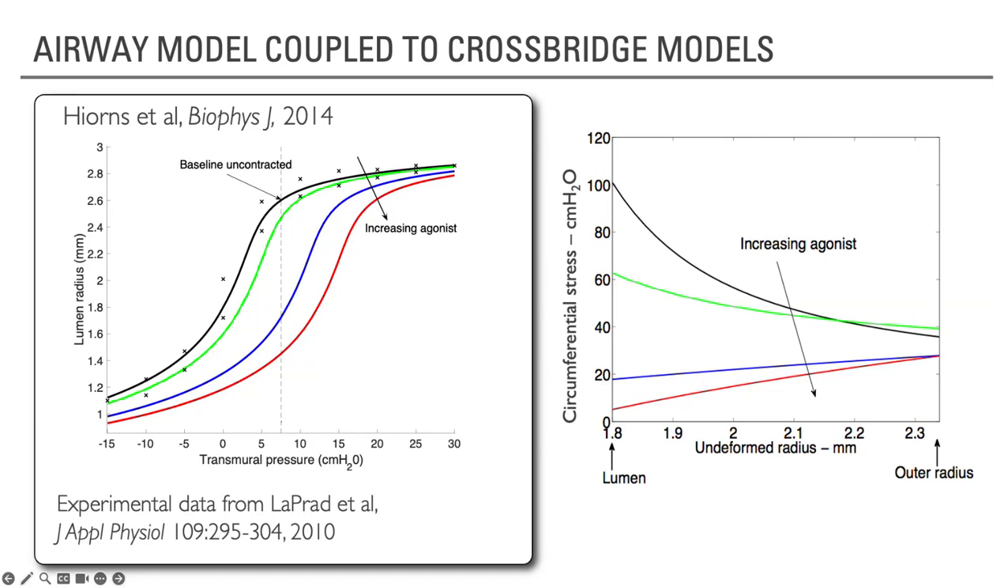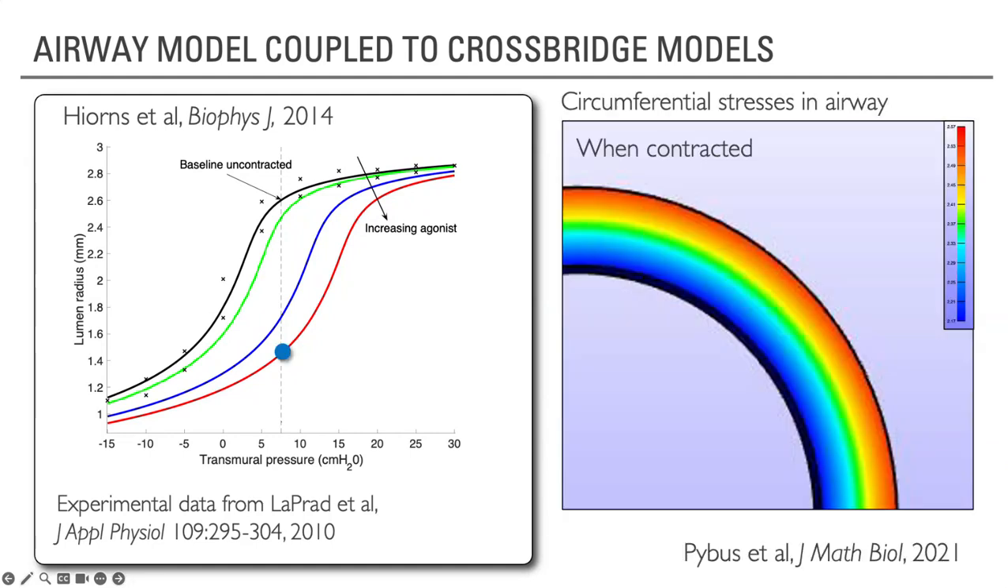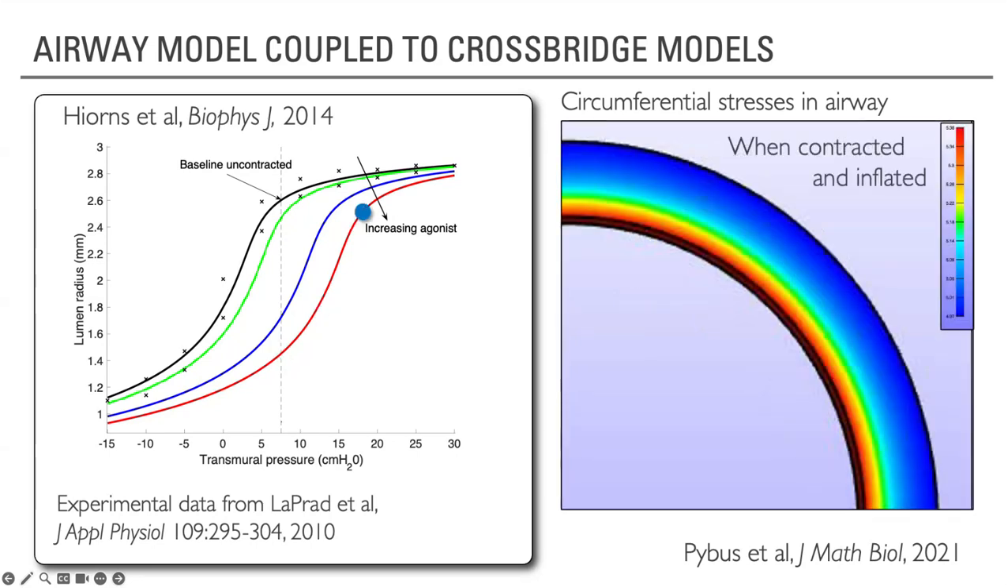First, when you just apply inflation, and then the response to that as you increase the contractile agonist. And you can see, eventually, if you keep increasing the contractile agonist, you actually get into compressive stresses near the lumen. So here's an example of a contracted airway, with circumferential stresses shown as a heat map, and then what happens when you then inflate that contracted airway. And again, you're seeing this really dramatic difference in the stress distribution.